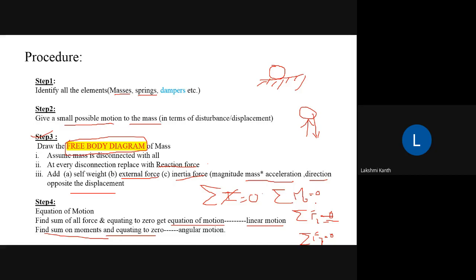After getting all this, make the sum of the forces equal to zero if it is a linear motion; that equation is the equation of motion. If it is an angular motion, take the sum of all the moments or torques and equate it to zero, which gives the equation of motion for angular motion. During this summation of all forces and torques, we follow sign conventions: force towards right, force upward, force downward, force towards left, and moments in the clockwise or anti-clockwise sense. In those scenarios, we follow the sign conventions.